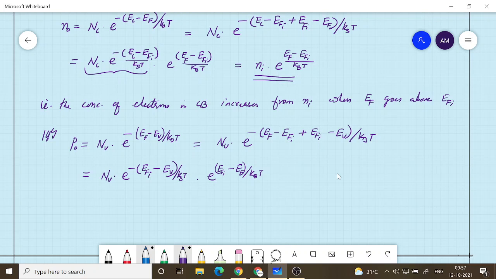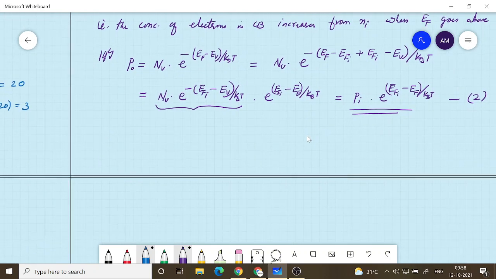Now again, if you club these two, that is Nv into e raised to minus (EFI minus EV), this is basically the expression for Pi into e raised to (EFI minus EF) by kBT. Okay, so this you can say is equation number 1, equation number 2. These are alternate equations to the initial equation that I gave for P0 and N0. So now we have two equations for P0 and N0.